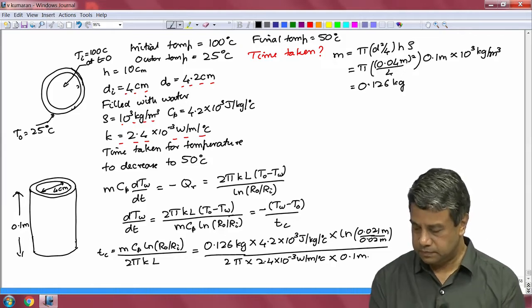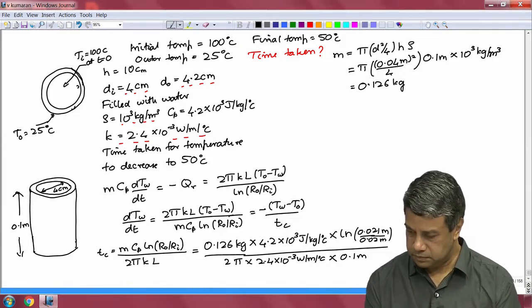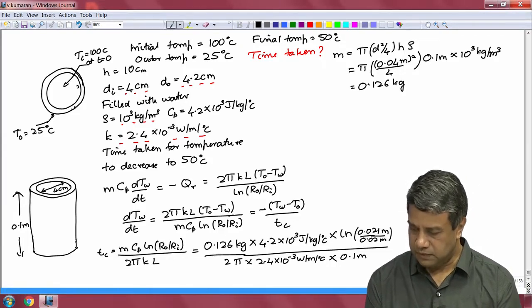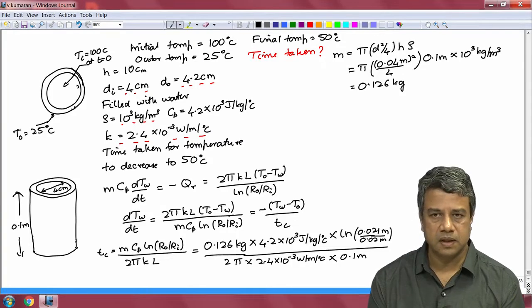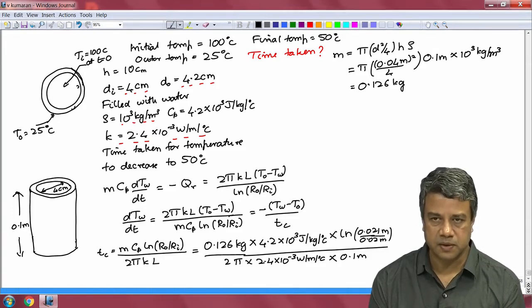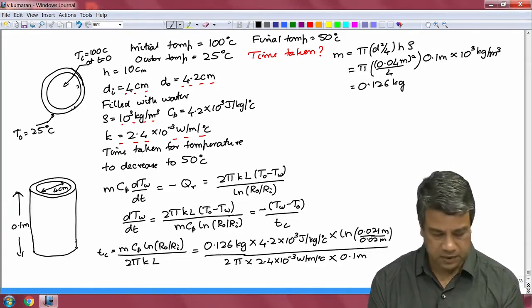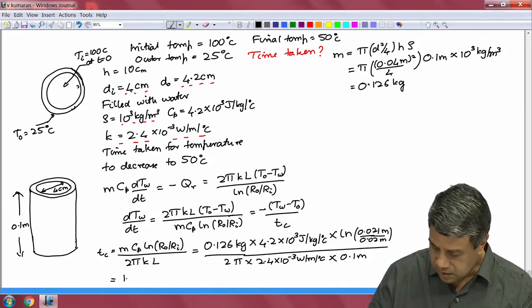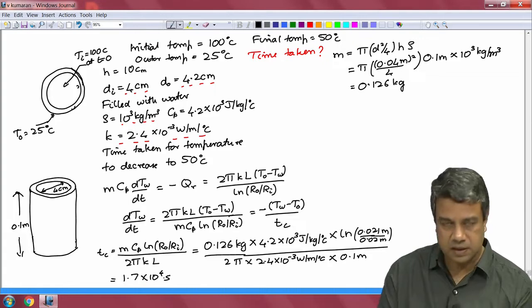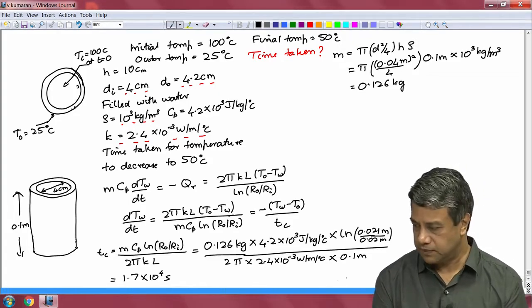And if you look at the dimension of the numerator and denominator, ultimately you will get joules divided by watts, which has the same dimension as time, because watts is joules, energy per unit time. And you can do this calculation to get this as 1.7 into 10 power 4 seconds. That is the time constant.